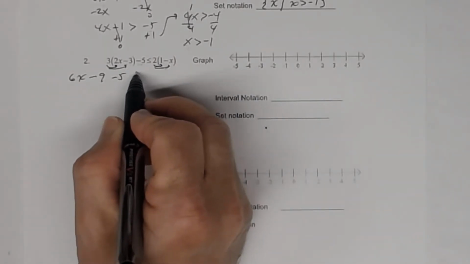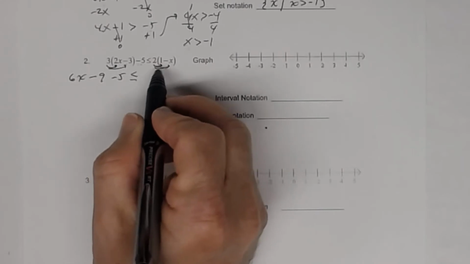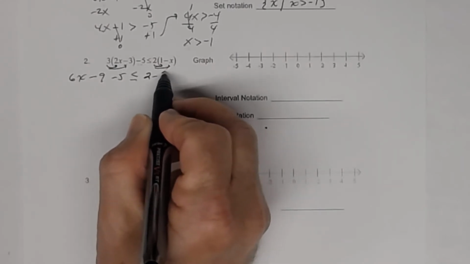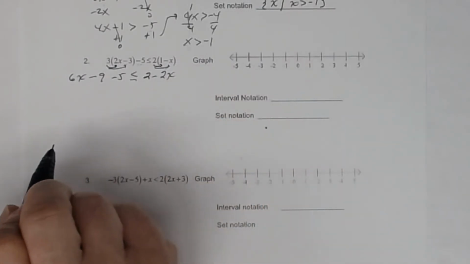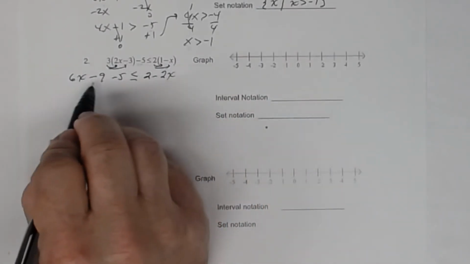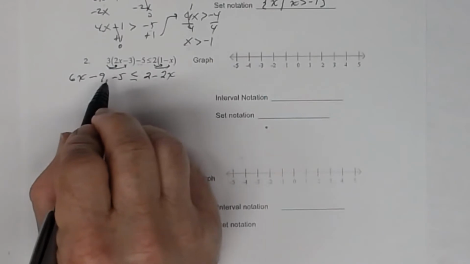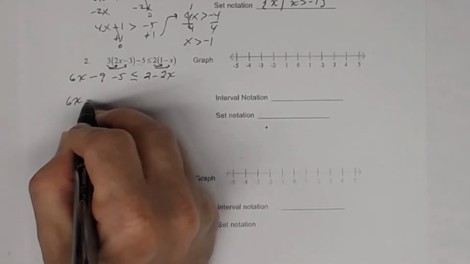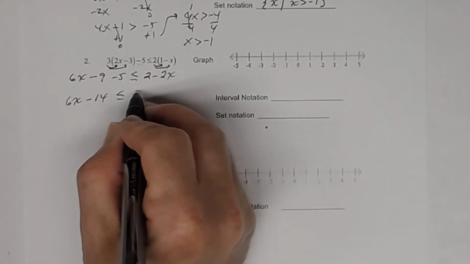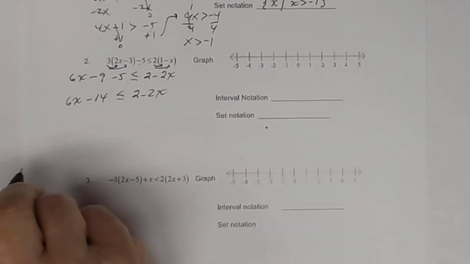All right? Is less than or equal to, and then distribute the 2, I get 2 minus 2x. 2 times 1 is 2. 2 times -x is -2x. Let's combine like terms first on this side, because I can combine -5 and -9. So I get 6x minus 14 is less than or equal to 2 minus 2x.